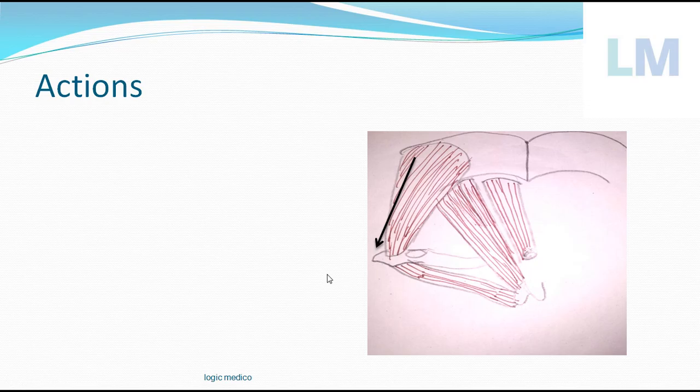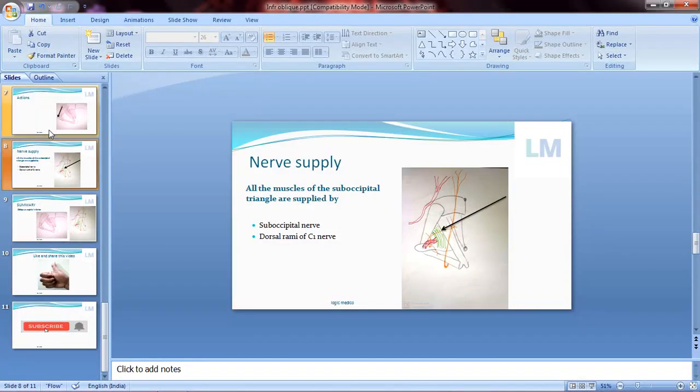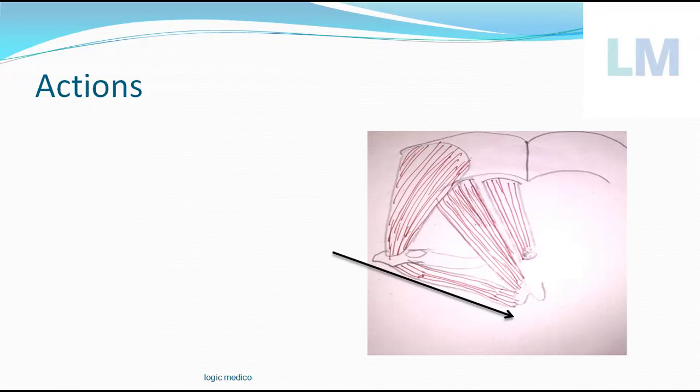So that is the action, it turns the chin to the same side. That is superior oblique. Okay, but the inferior oblique will pull it like this. I'll just show you. This is the action of inferior oblique. It will pull the chin towards the same side, by rotating the atlas. So when the skull is sitting on the atlas, it will also twist.